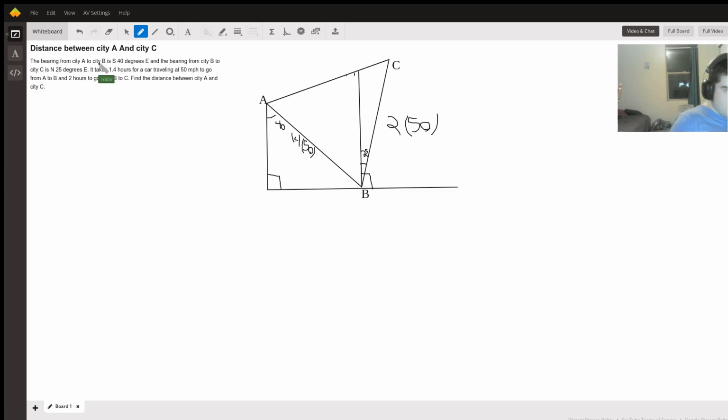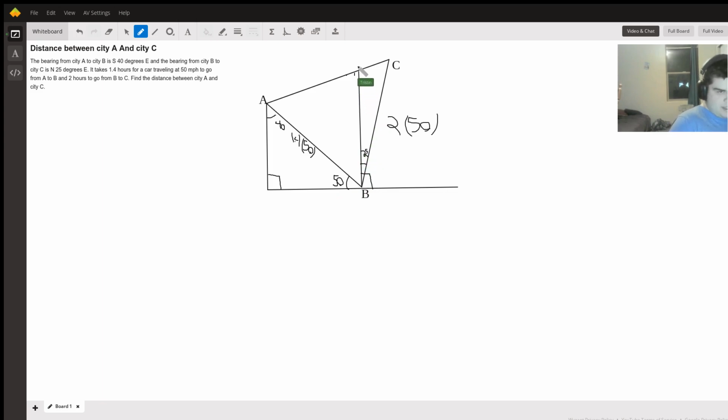So we know that the bearing from city A to city B is south 40 degrees to the east, which means that this angle is 40 degrees. Since this is a right angle, that's 90. So we have 40 plus 90 plus some angle right here is 180. 40 plus 90 is 130, and 130 plus this angle right here is 180. So you know that this angle is 50 degrees.